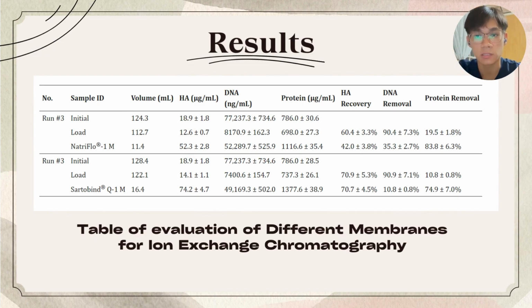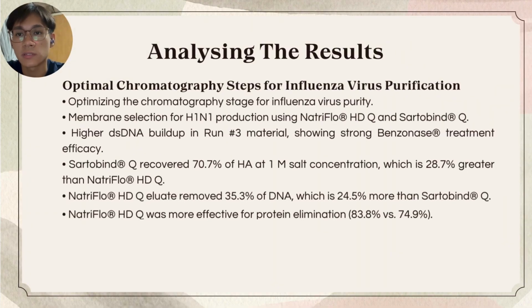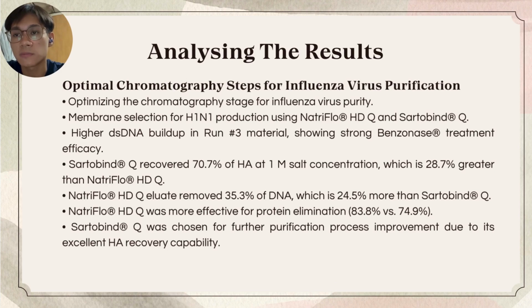And as you can see here, this is the table of evaluation of different membranes for ion exchange chromatography. So this is the analyzed results of optimal chromatography steps for influenza virus purification. So first, optimizing the chromatography stage for influenza virus purity. Second, membrane selection for H1N1 production using NatureFlow HDQ and Sartobind Q.